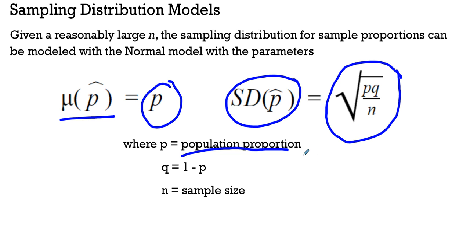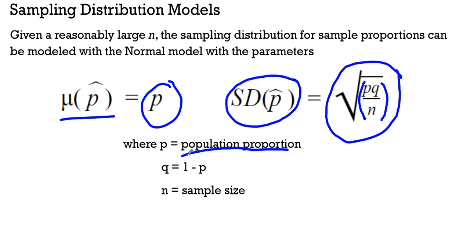So if we wanted to find the standard deviation of a sampling distribution for the sample proportions, we're going to take the square root of p times q and divide it by n. Right? So this is all inside the parentheses here. Be careful if you have to do that by hand with the calculator.